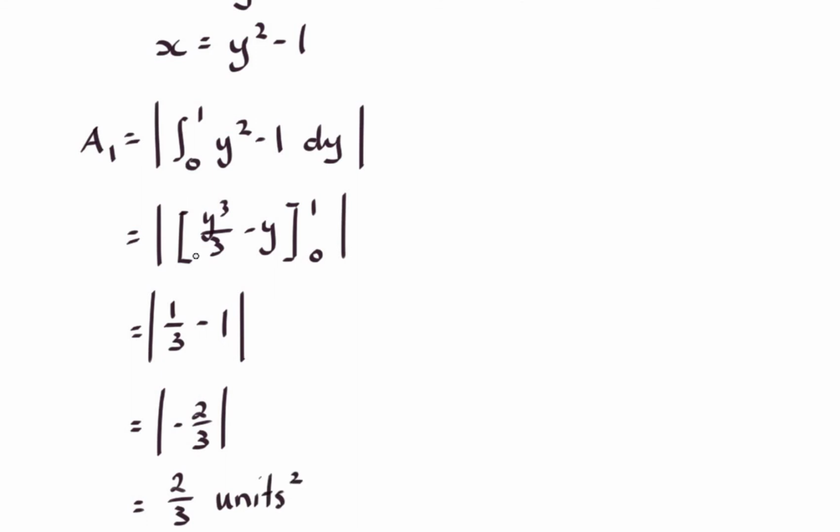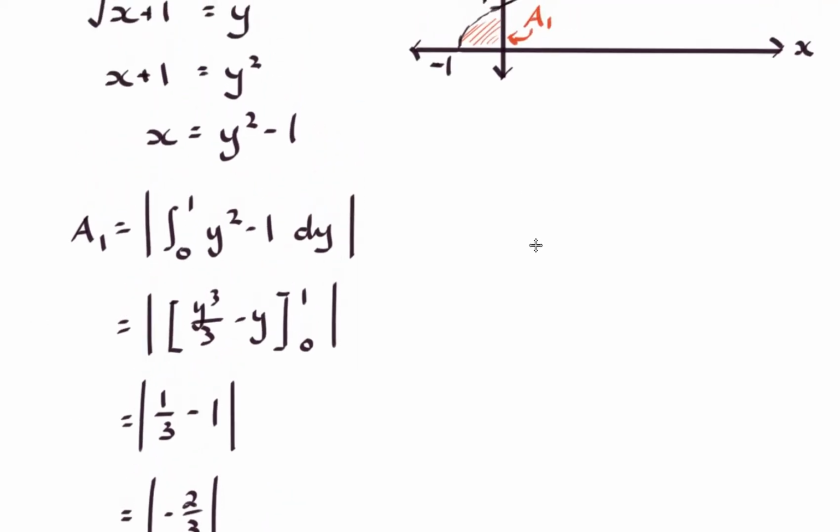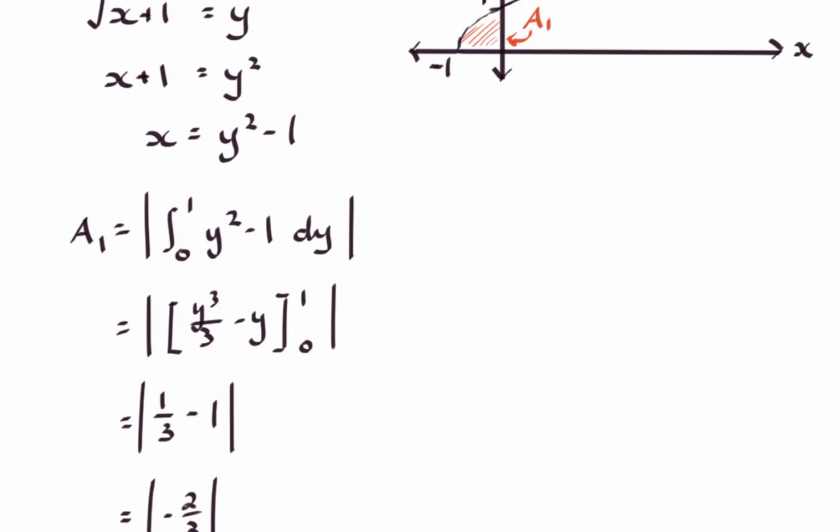Now perhaps you can see here why I'm actually a fan of just working out the integral, calling it I, and then applying the absolute value sign at the very end. Just saves putting the absolute value sign over and over again. All right, so there's area 1. Let's go back up and work out area 2.